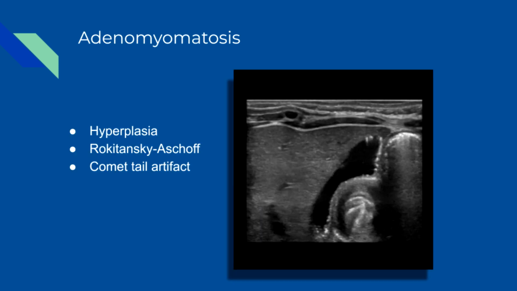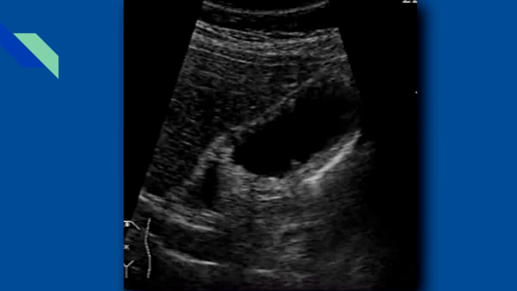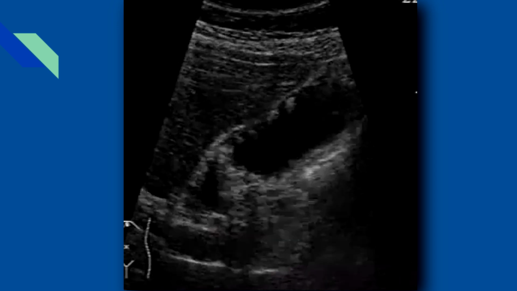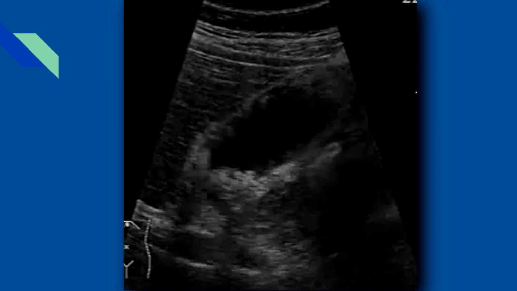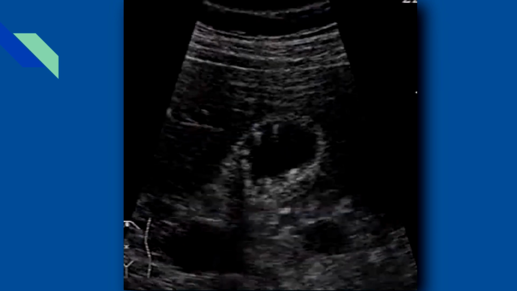Next up is adenomyomatosis. Adenomyomatosis is a benign condition in the epithelium of the gallbladder wall. There is overgrowth of the mucosa, thickening of the muscular wall, and formation of intramural diverticula known as Rokitansky-Aschoff sinuses. Within these cystic spaces, biliary crystals can get trapped, giving the sonographic appearance of echogenic foci with comet tail artifacts posteriorly. The changes can be focal or diffuse.